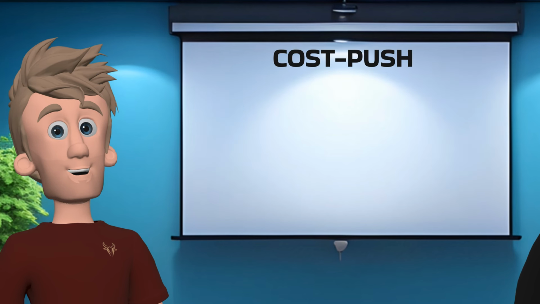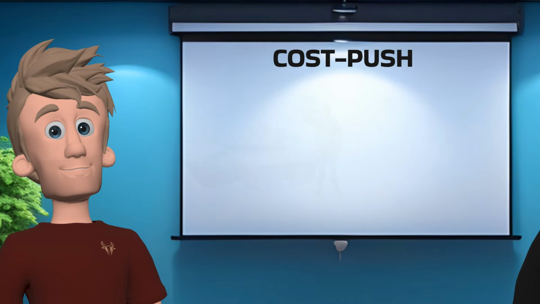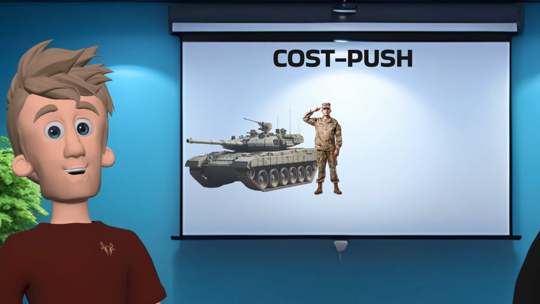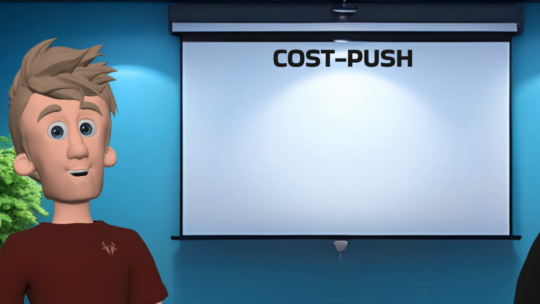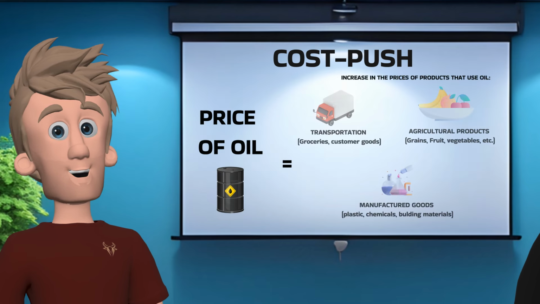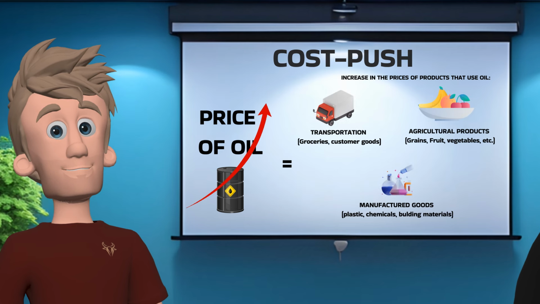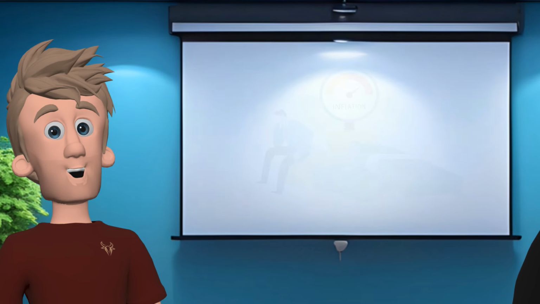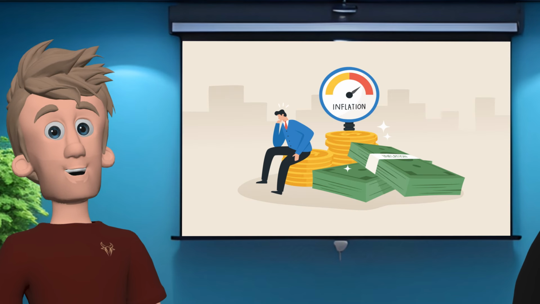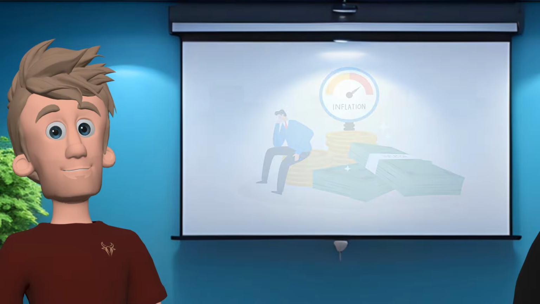Cost-push inflation occurs when the costs of producing goods or providing services increase. For example, if a war breaks out in the Middle East, it may raise oil prices, leading to higher transportation costs and production costs for products made from oil or those that require oil to create. This results in an increase in the prices of oil as well as the products derived from it. Another example is when employees receive higher wages. Companies may increase prices to cover these costs.